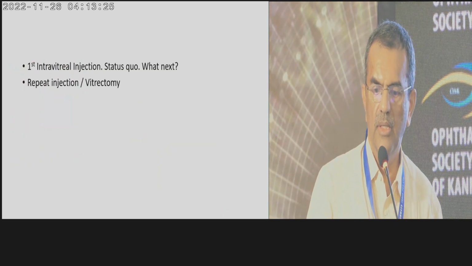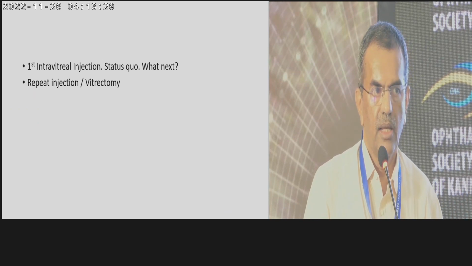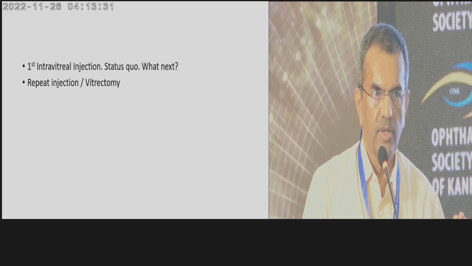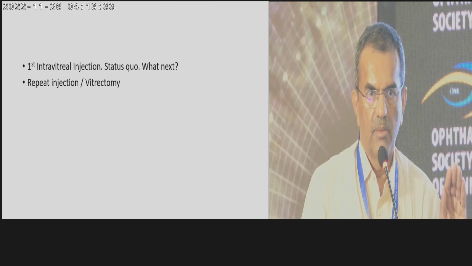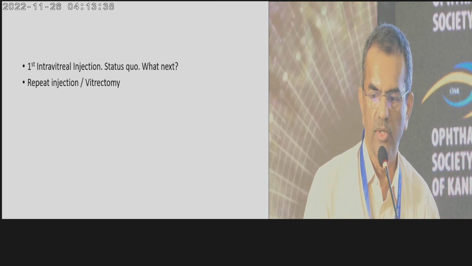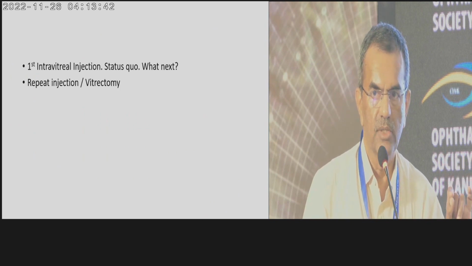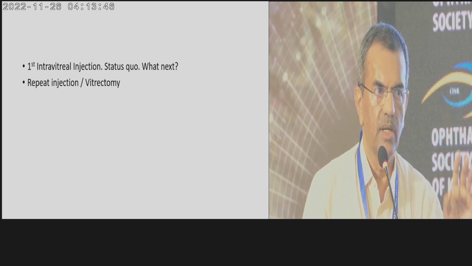Okay, we'll skip this. One patient had the first intravitreal injection for a postoperative endophthalmitis. There is absolutely no response. It's status quo. It's not improving, it's not worsening either. So what next after 24 hours or 48 hours? Would you go for a repeat injection or would you go for a vitrectomy? Dr. Mahesh?